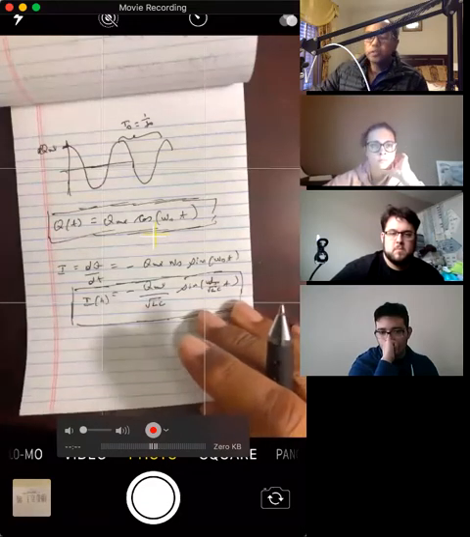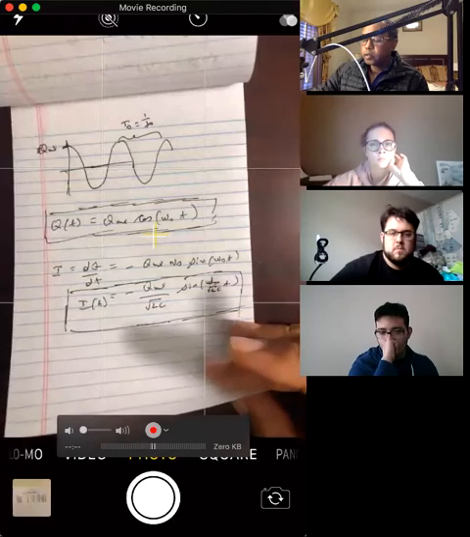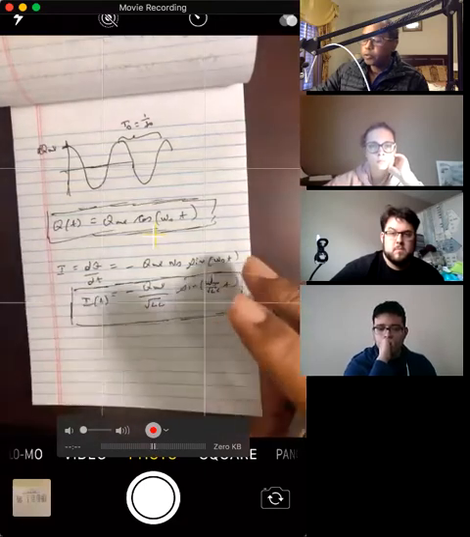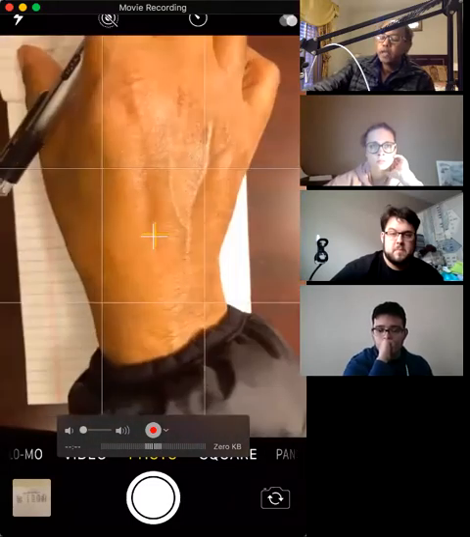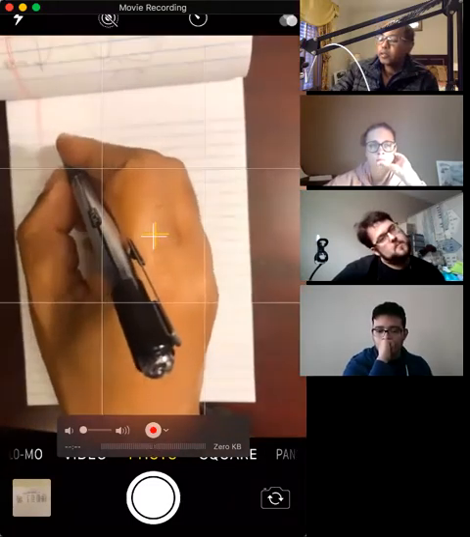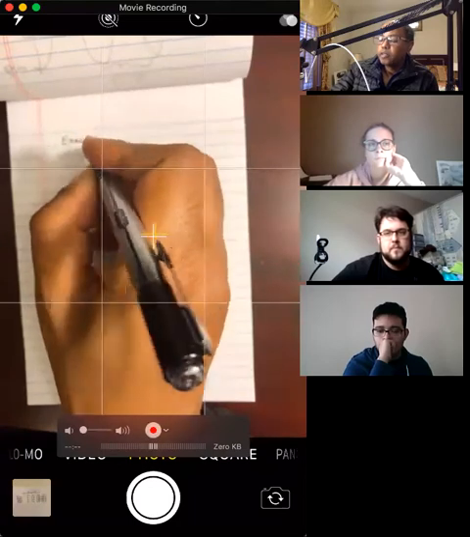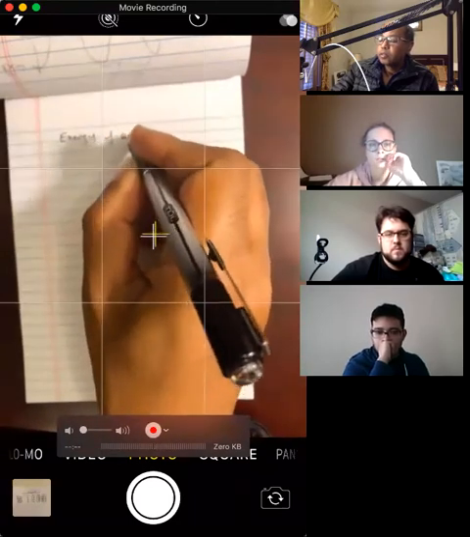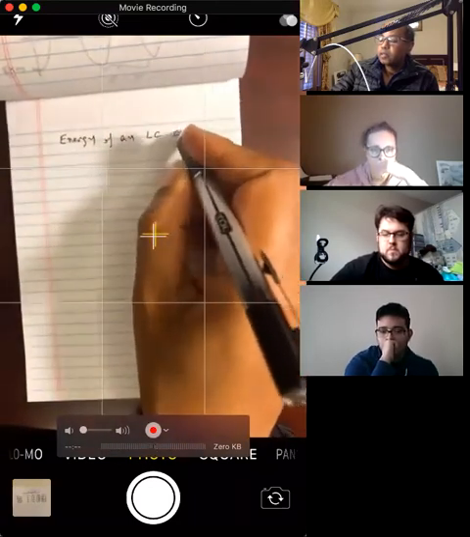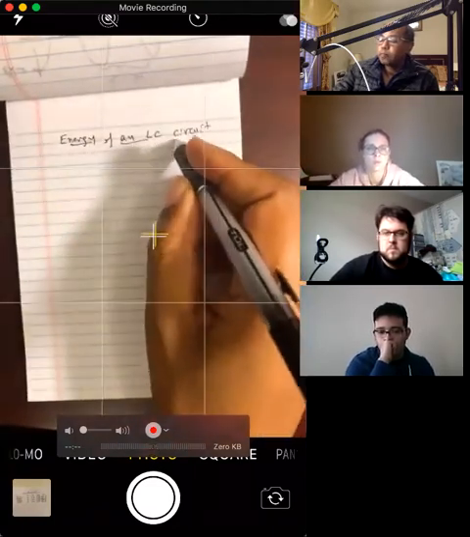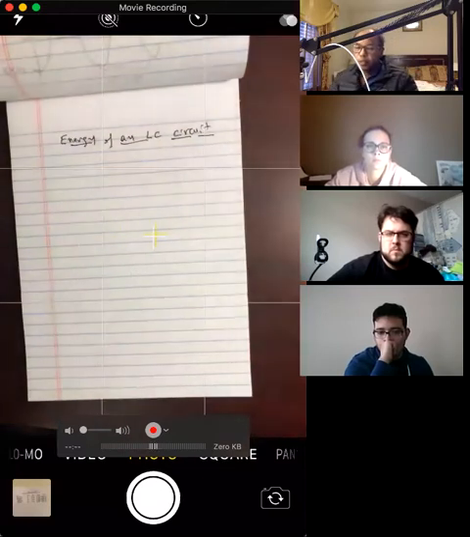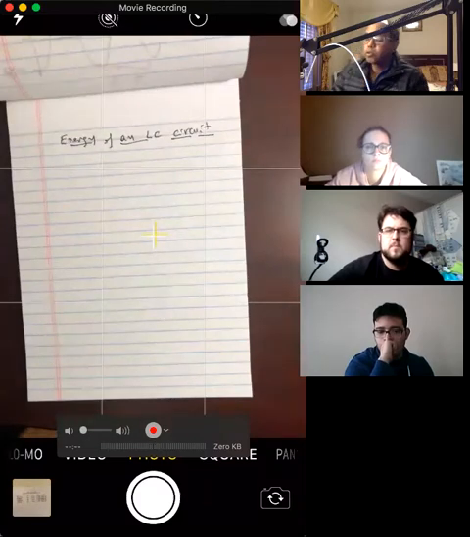So let's look at the energy of this circuit. That's the important property of this kind of circuit. So let's look at the energy of an LC circuit. You remember for a spring, its mechanical energy is conserved. Remember that? The sum of the kinetic energy and potential energy is conserved.